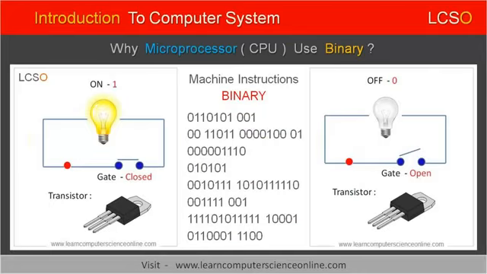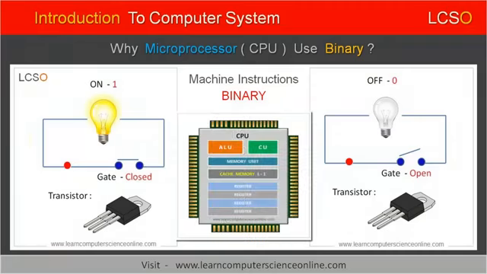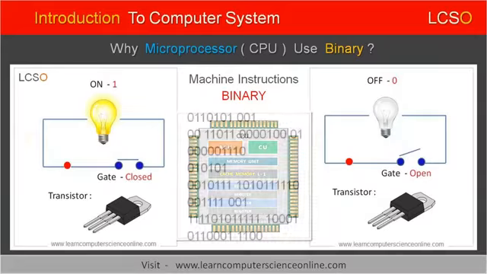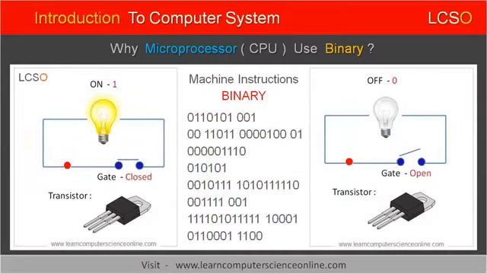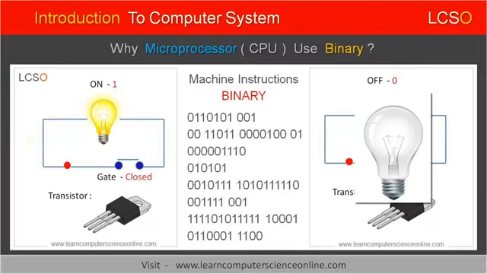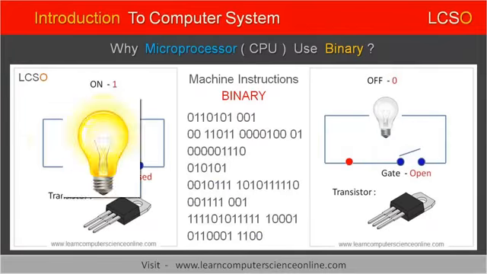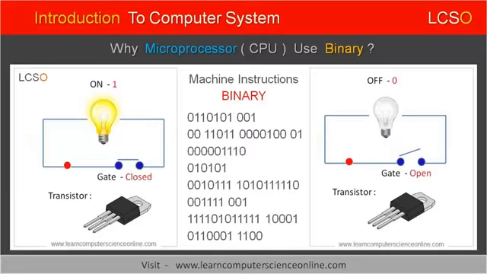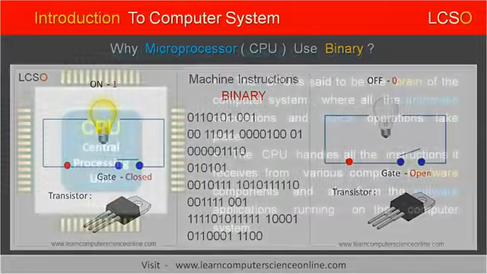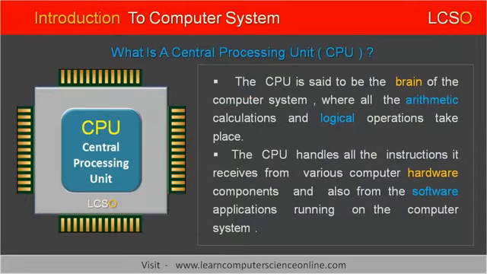The CPU can execute the program instructions encoded in machine language. The machine instructions consist of a sequence of only two numeric values, that is, either 0 or 1. The binary code is also referred to as machine code or machine language. The computer's microprocessor works as a brain. The processor performs all the arithmetic calculations and also handles the logical operations.